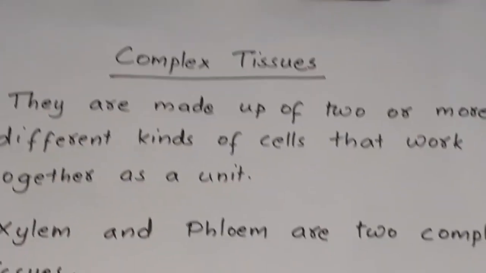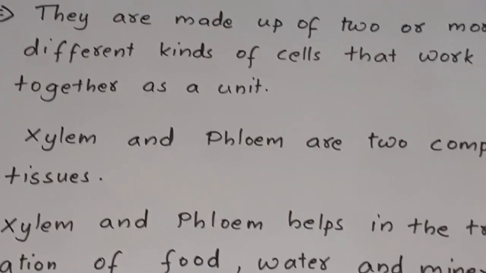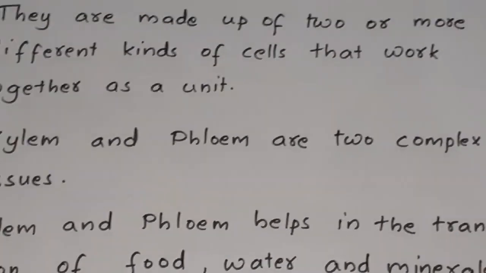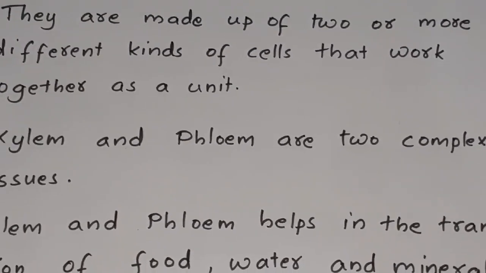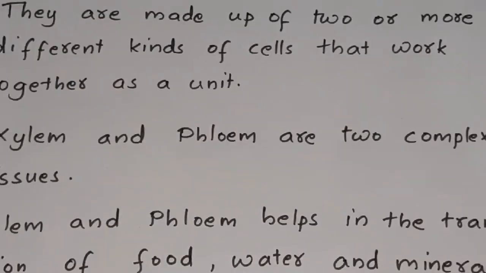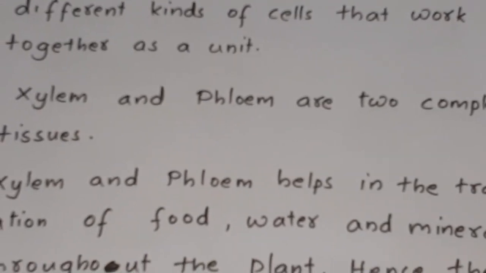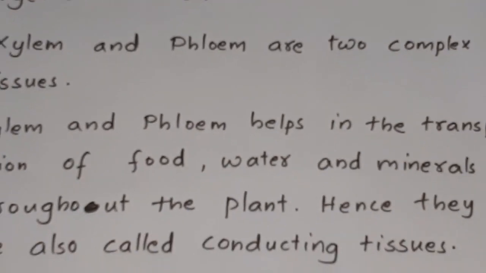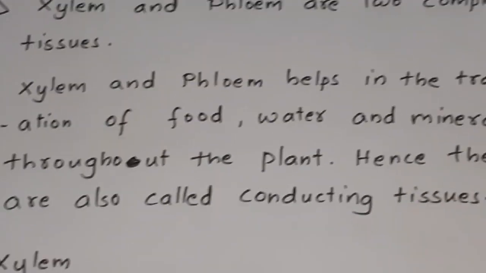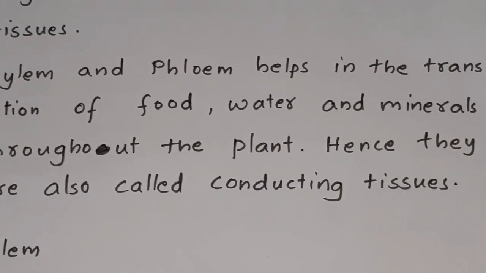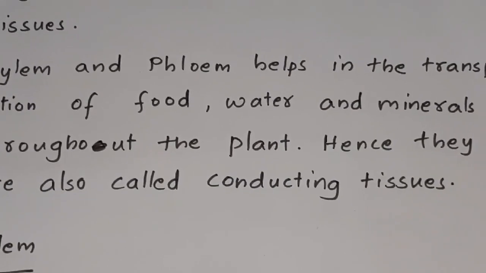Now we'll see in plants. Xylem and phloem are two complex tissues. These are the two types of cells. Xylem and phloem help in the transportation of food, water and minerals throughout the plant. So hence they are also called conducting tissues.